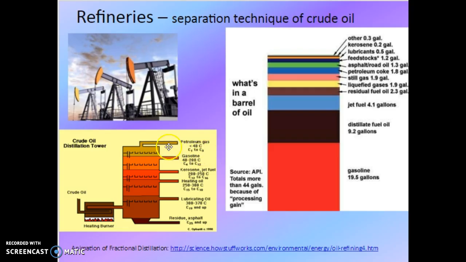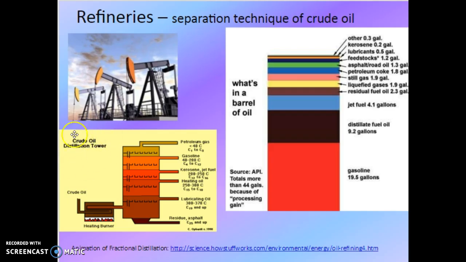The petroleum gas is going to rise to the top. It's the simplest structures. We then have gasoline directly beneath it. Then we get kerosene, we get heating oils, and then at the bottom here, the highest temperature materials separate out last. They're a little denser and a little bit more complex in their organic molecular structure. And then lastly, we get this residue down here, and this is what's used for asphalt that we use on our roads. So a very resistant residual material from crude oil.